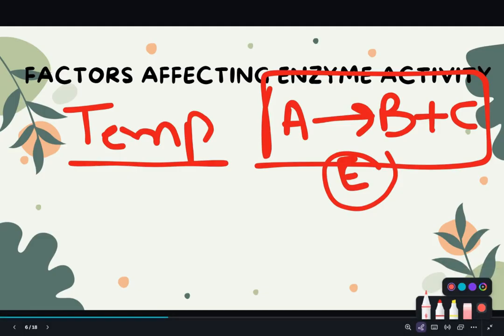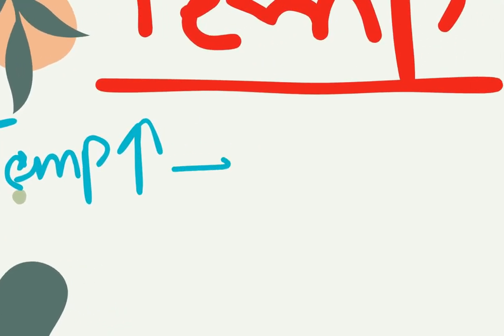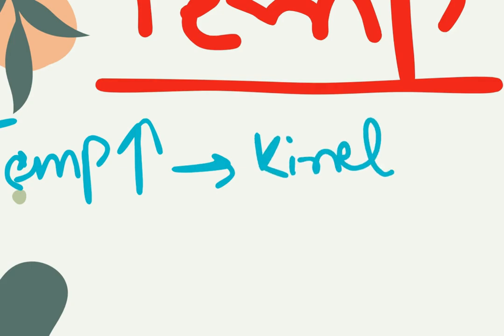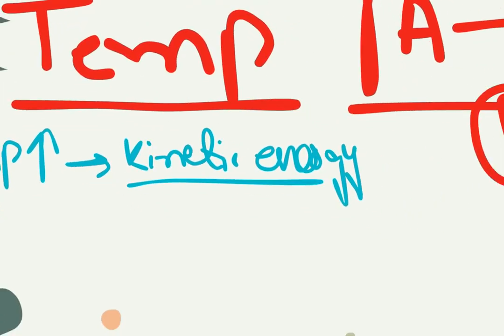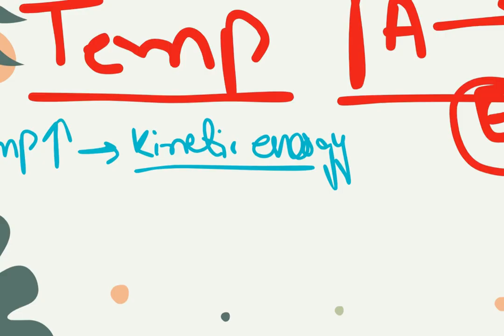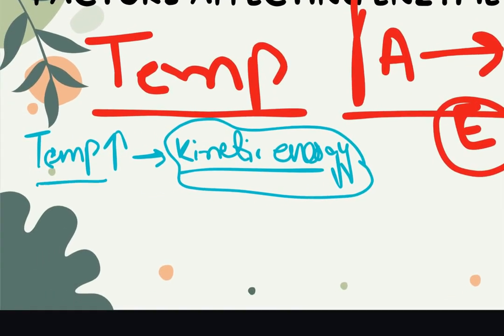The first thing that I'm going to notice is my kinetic energy. As my temperature starts increasing, my kinetic energy increases. Now, what is kinetic energy, guys? It is the motion of your particles. Not exactly how fast your particles are moving, but basically the energy associated with moving objects. So if I increase the temperature, my kinetic energy starts to increase.